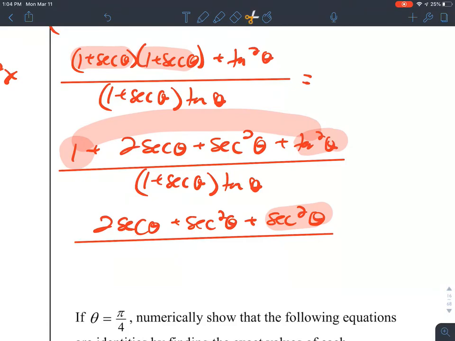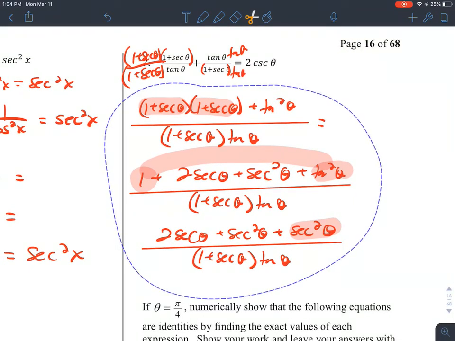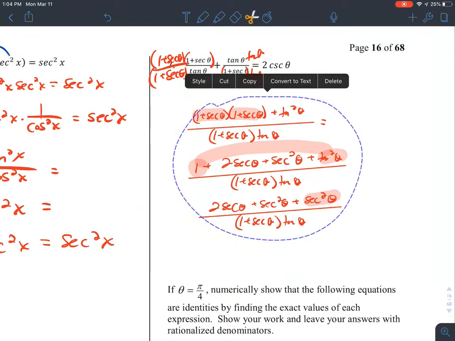Denominator doesn't change. I am running out of space quickly. Fortunately for me, I can just make this smaller. Or can I? Come on, little fella. There we go.